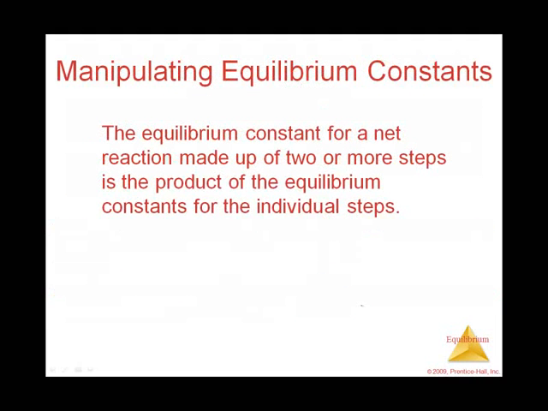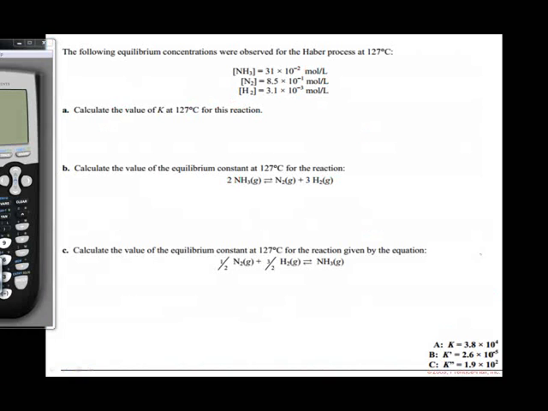And the last one is the equilibrium constant for a net reaction made up of two or more steps is the product of the equilibrium constants for the individual steps. Okay, so let's take a look. The first one is saying we calculate the value of K given the information above using the Haber process.